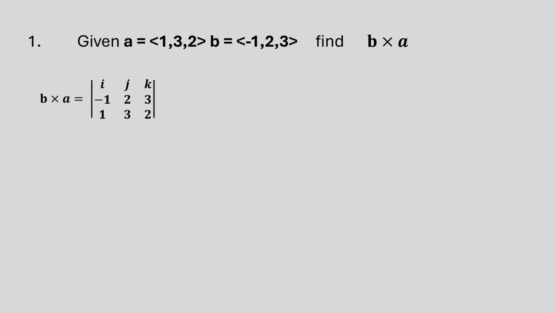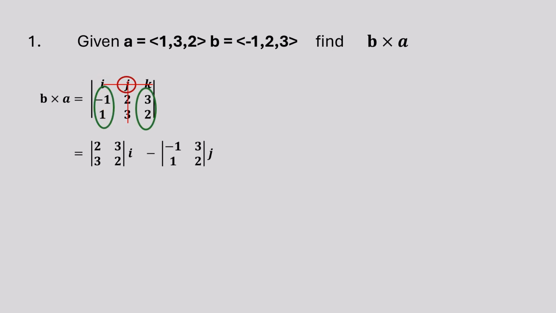First, let's create the 3x3 matrix. Next, we need to find the determinant. So let's use the method of cofactors. First, we're going to cross out the rows and columns with i, then write out the 2x2 matrix left behind, and multiply it by i.